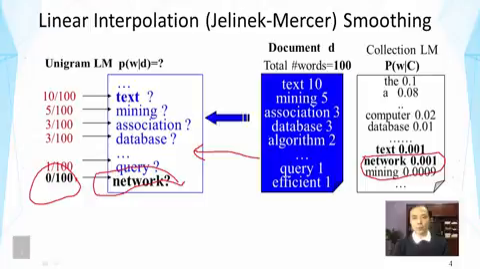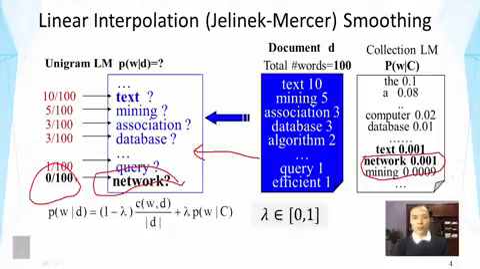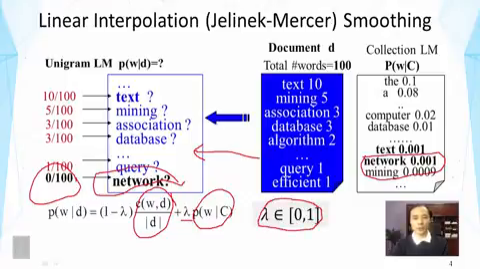So in this approach, what we do is we do a linear interpolation between the maximum likelihood estimate here and the collection language model. And this is controlled by the smoothing parameter lambda, which is between 0 and 1. So this is a smoothing parameter. The larger lambda is set to the more smoothing we will have. So by mixing them together, we achieve the goal of assigning non-zero probabilities to a word like network.